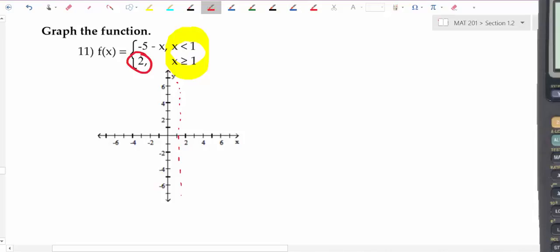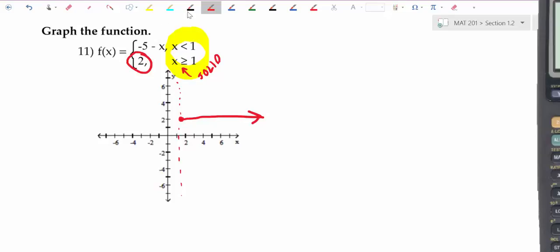How do you graph f of x equals 2? I think I've already done that 2 times. It's just a line that's horizontal that goes through 2. So what you're going to do is you're going to go to x equals 1. You're going to put a solid dot because x is greater than or equal to 1. So you're going to do that. Then you're going to draw just a horizontal line like that. And you got to put that arrow to show that it goes on forever. So that's the first piece.